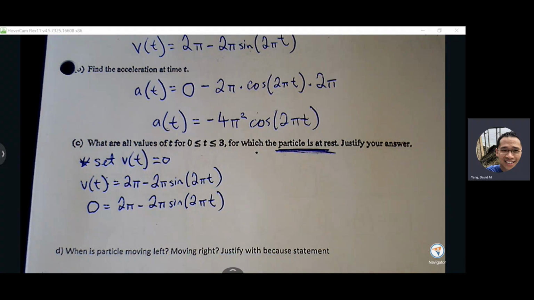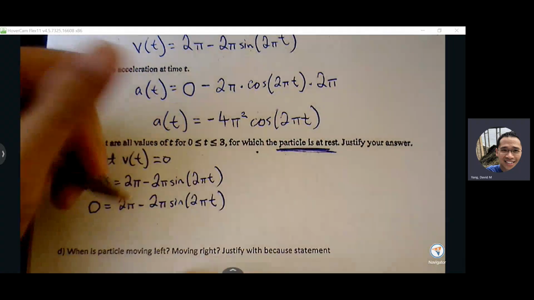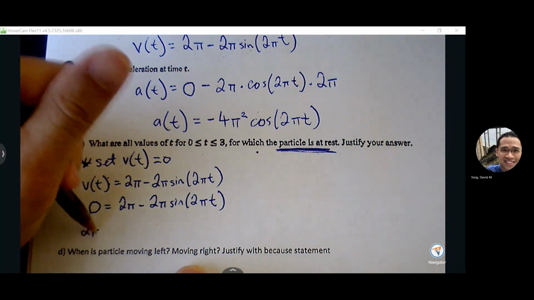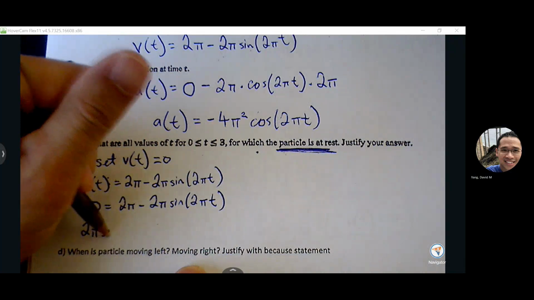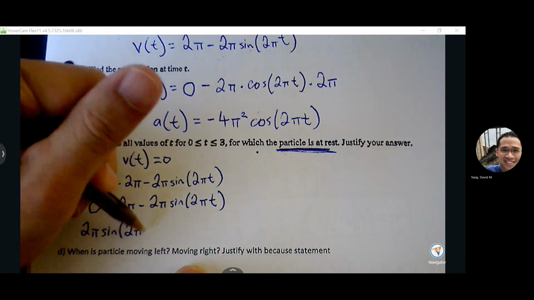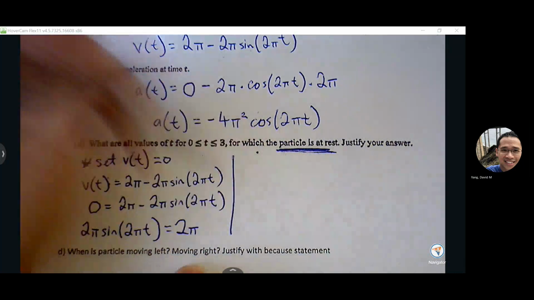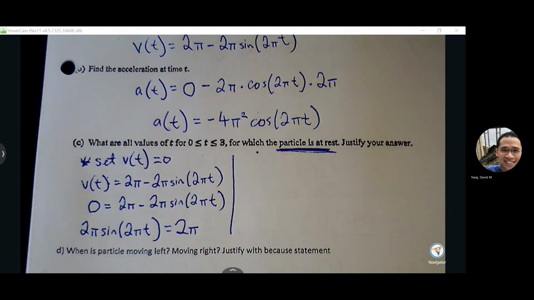Okay, so I'm going to try to figure out a way to get that sine 2 pi t by itself. Okay, I can divide both sides by 2 pi. That's going to allow me to get that right side to be just 1.